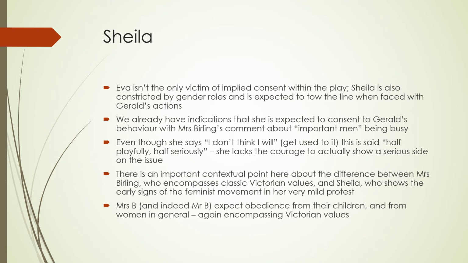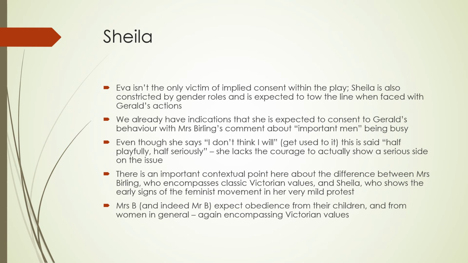We've already got indications that she is expected to consent to Gerald's behaviour with Mrs. Birling's comment about important men being busy. Mrs. Birling sees Gerald as one of these important men, and it does not matter what they're doing because they're the important man. Mrs. Birling believes that important men will be away for a long time on business, but is she consenting there to her husband having an affair, or is there the implied consent because that is just what men do at the time?